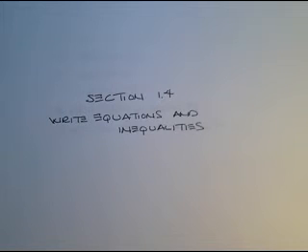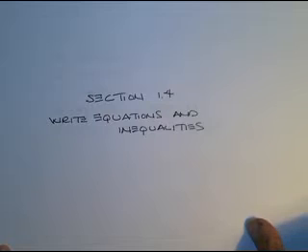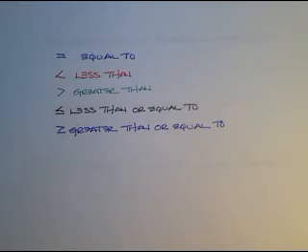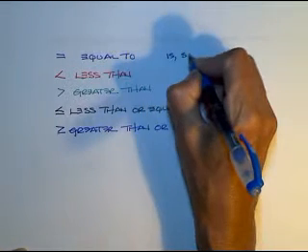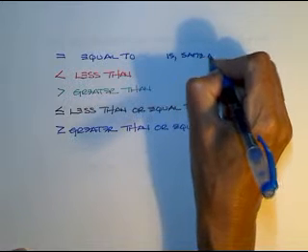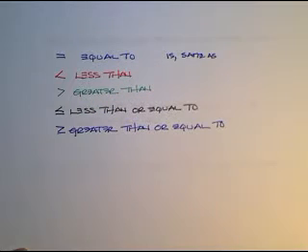This is section 1.4, write equations and inequalities. We're going to start by talking about 5 different symbols. The first one is the equal to symbol that you're probably very familiar with. And sometimes we use words like is or same as. Those are just things to watch out for. That is going to be use an equal sign in your equation.